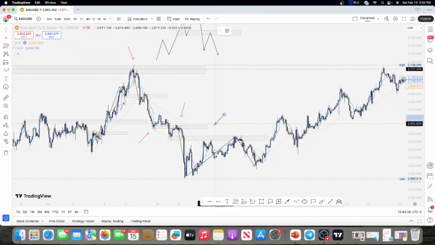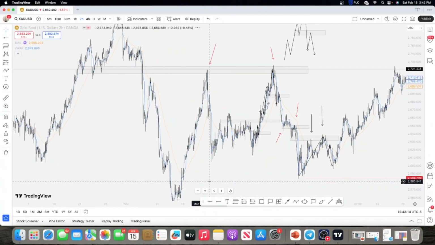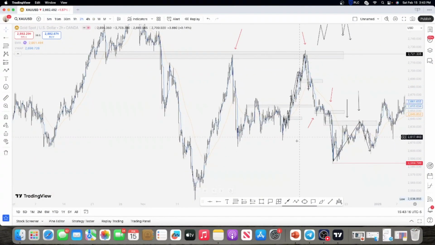We form these areas of resistance. We have resistance here, right, slash previous highs. We have another one right over here, slash previous highs, right? What do we have here? We have previous lows, right? These are previous lows, which price action pretty much comes and forms an area of support, right? If we look left, do we have a previous area of support?